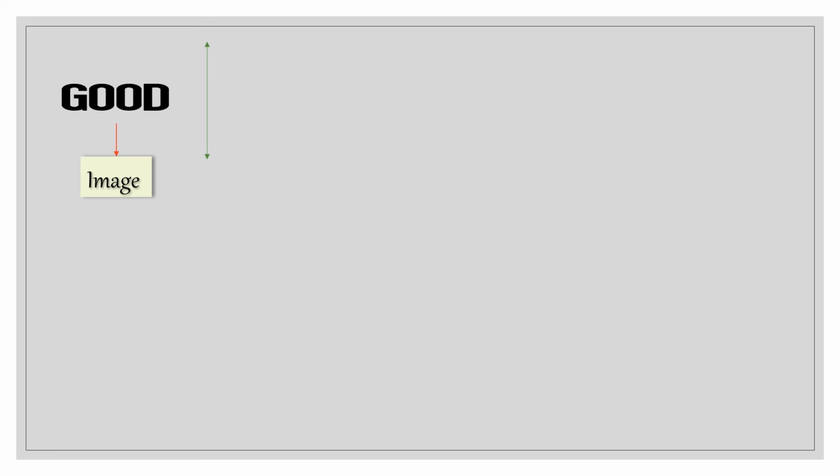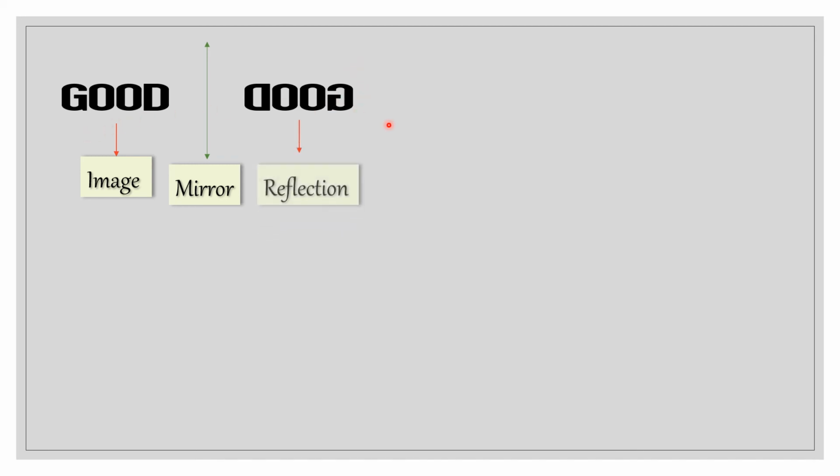We are going to find its reflection. Now consider this line as a mirror. So now we are going to find its mirror image. So here is a mirror image of good. Can you see it is exactly in the opposite direction? So D comes here, O, and G comes exactly as the mirror image of this G. So this one is the reflection of the word good.